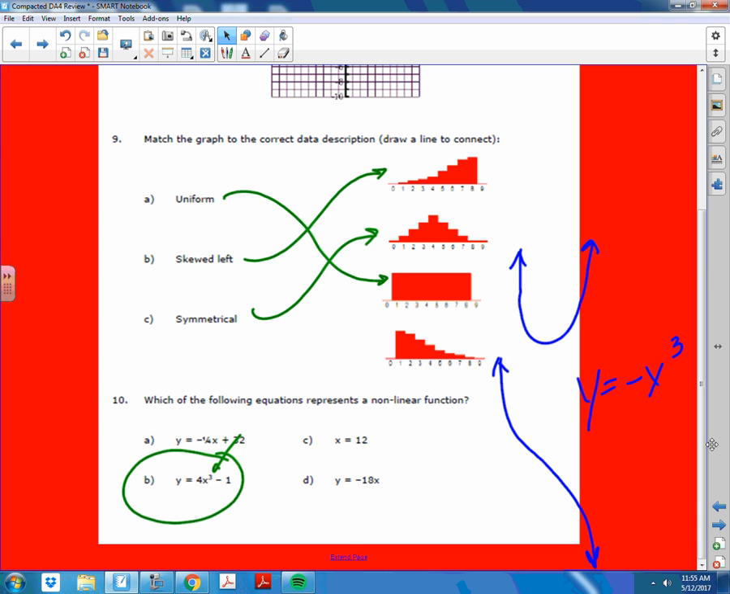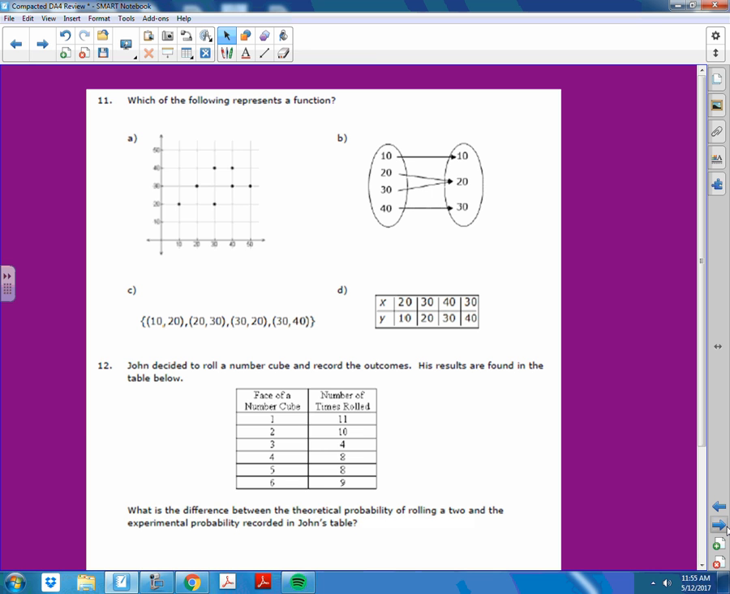Okay. All right, number 11. This is the only one that represents a function. This fails here, this fails here, and this fails here. Okay? The one on A fails twice.